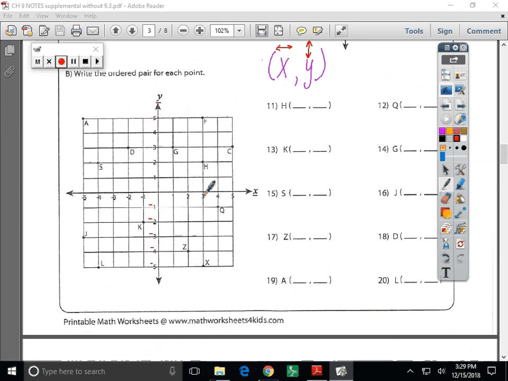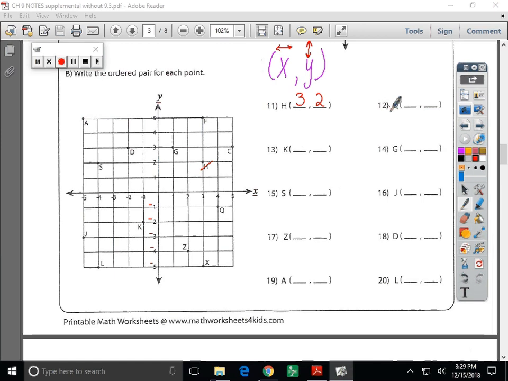So I'm choosing to go up a couple floors, 1, 2. So the correct coordinate pair or combination would say 3, 2. 3, 2 helps me find point H. Let's try another. Next, for number 12, we're looking for point Q.